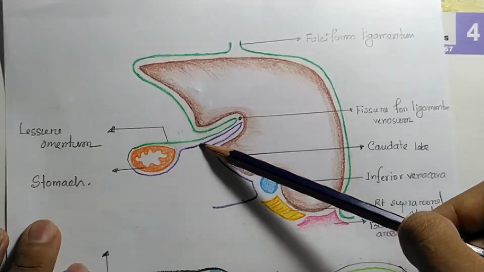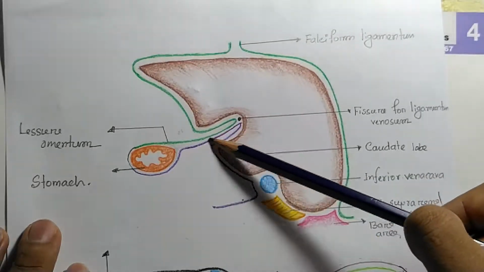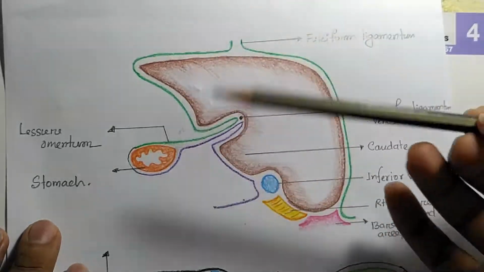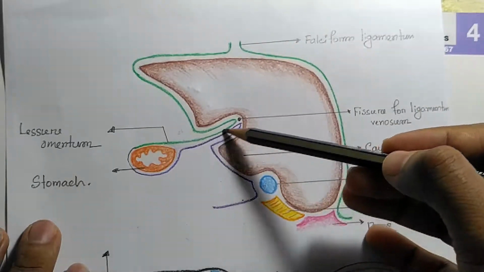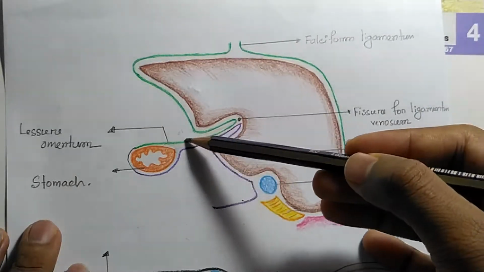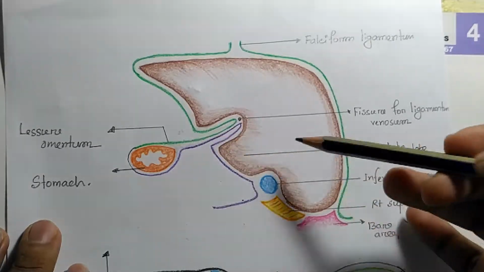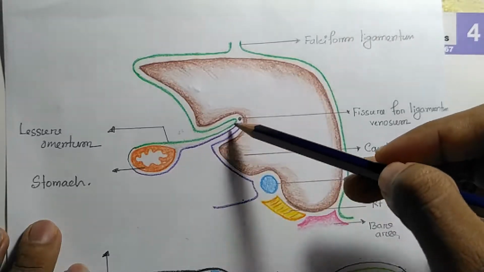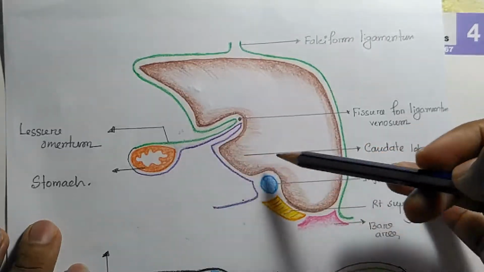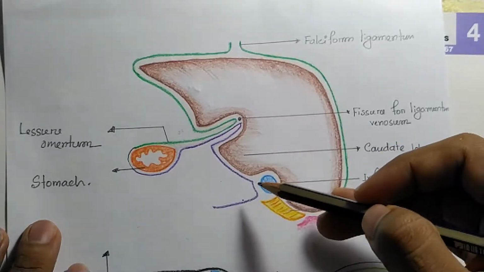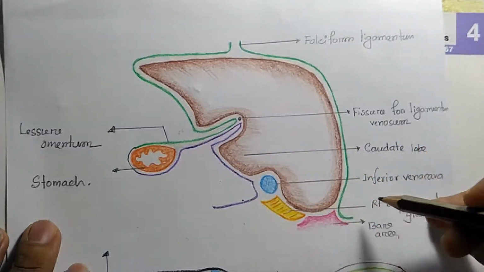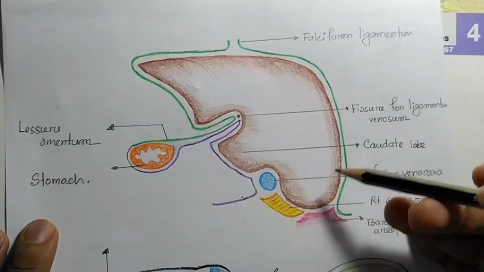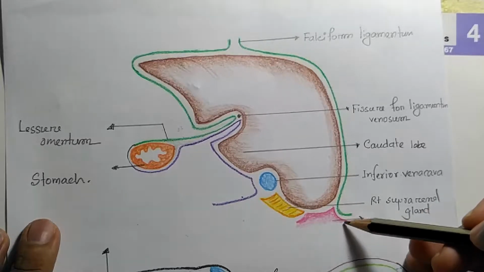So the lesser curvature is attached with the caudate lobe of the liver. So the lesser omentum will attach with the caudate lobe of the liver. Here these are the two folds of the lesser omentum, which is attached to the ligamentum venosum, and this is the caudate lobe. So the caudate lobe is the main attachment of the lesser omentum. Okay, and posteriorly you can see the inferior vena cava in the groove of the inferior vena cava, and part on the posterior surface you can see the bare area.